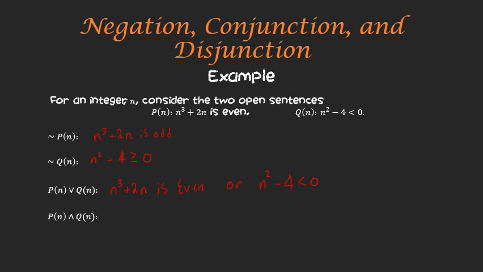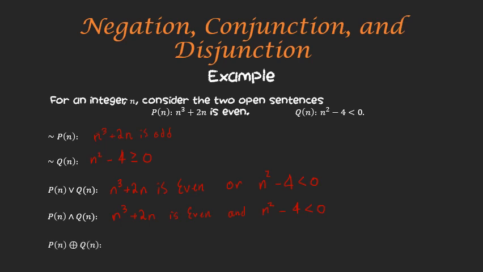P of n and Q of n is the other side of that. This is true when both are true. Both have to be true in order for a conjunction to be true. N cubed plus 2n is even, and n squared minus 4 is less than 0. Right, so we're taking statements or open sentences and combining them with these logical connectives.